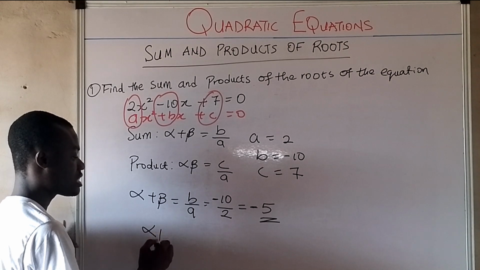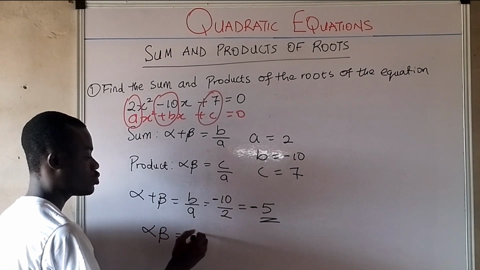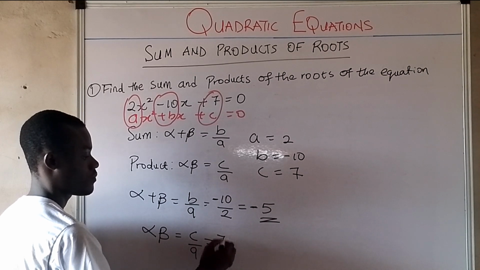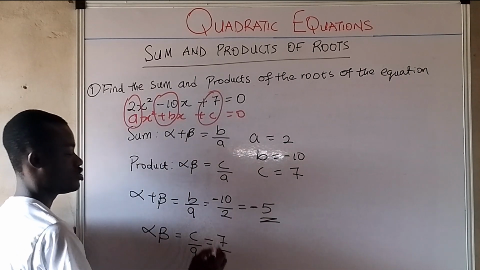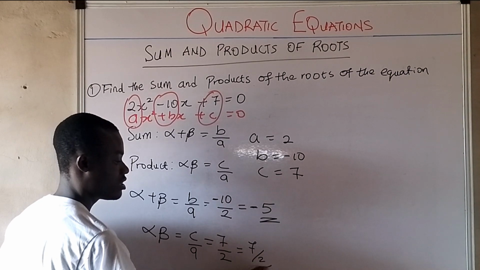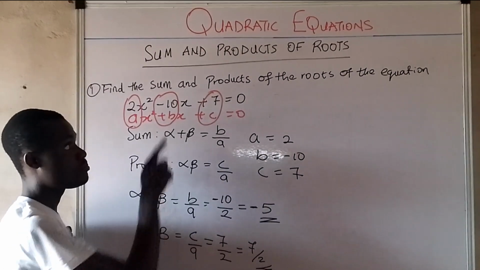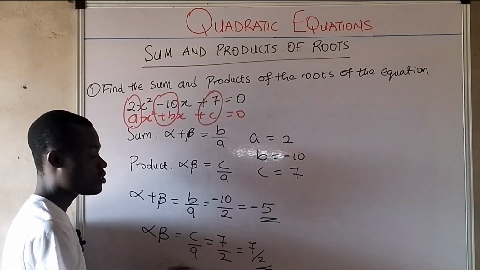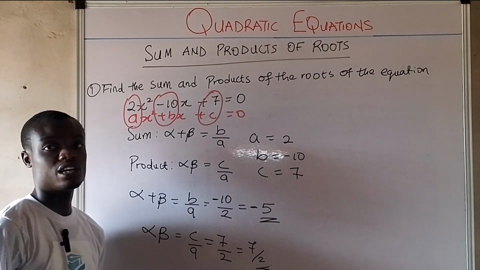Then for the product, which is alpha times beta, is equal to c over a, and c is 7, then a is 2. So therefore the final answer is 7 over 2. So the sum of the roots is 5, and the product of the roots is 7 over 2.